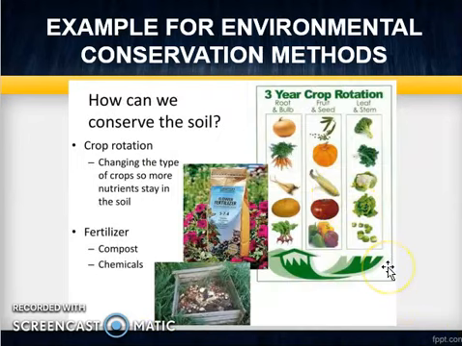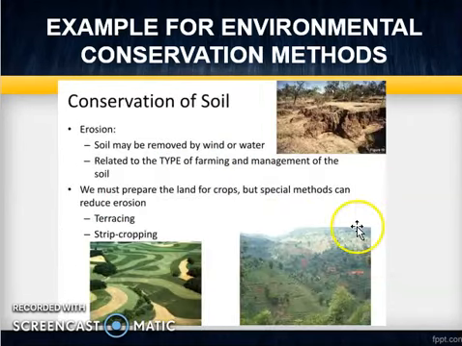Okay, students, let's continue with some examples of methods that can be applied to manage the environmental issue. How can we conserve the soil? Crop rotation, for example, is how we overcome the problem of the lack of nutrients present in soil. Crop rotation means changing the type of crop so more nutrients stay in the soil, and lastly, we can put fertilizer inside the soil to increase its nutrient content, using fertilizer in the type of compost or chemical.